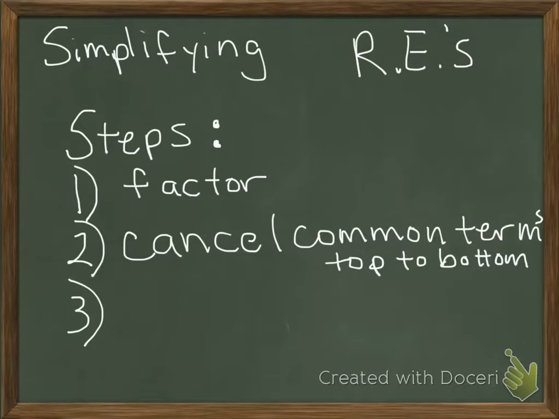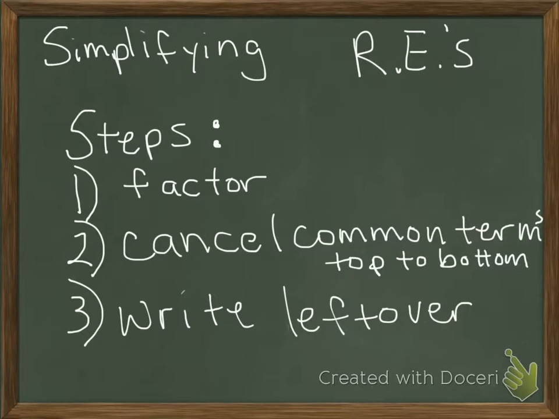And the third step is to write whatever's left for your answer. So you're going to write whatever is left over for your answer. So I'm going to do three steps. I'm going to factor, I'm going to cancel common terms from top to bottom, and I'm going to write what's left over as my answer. So here is what this would look like.